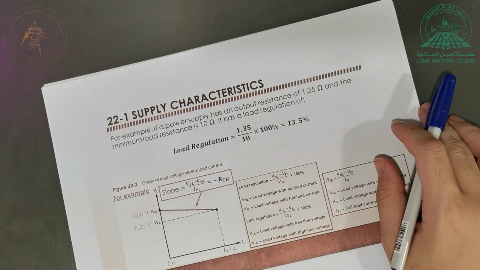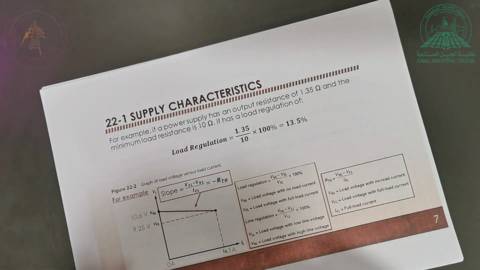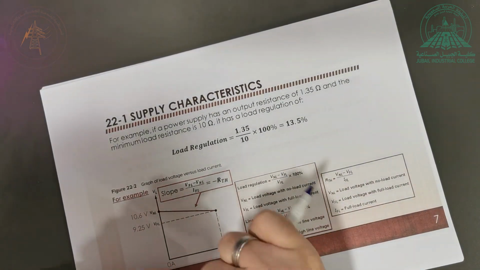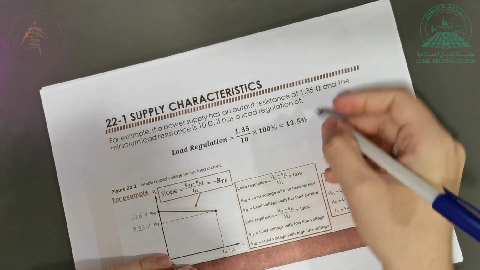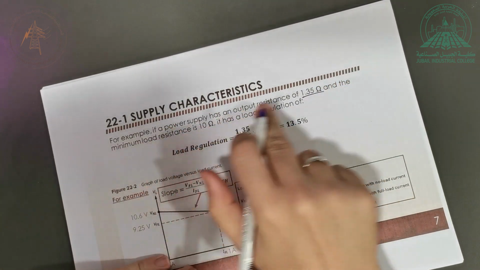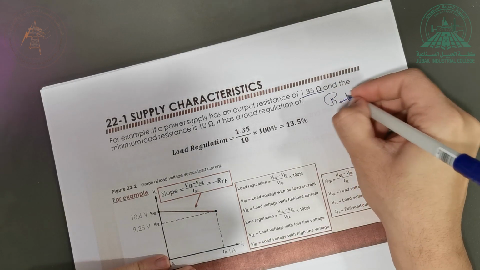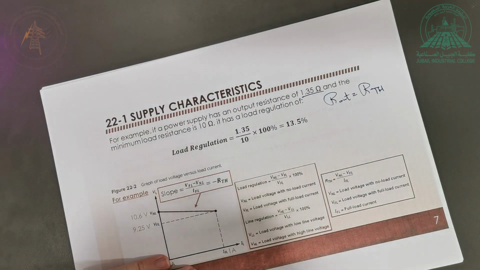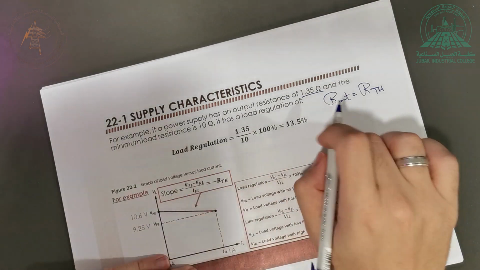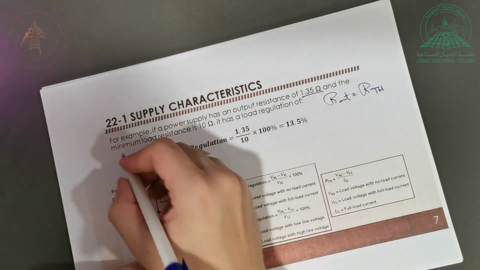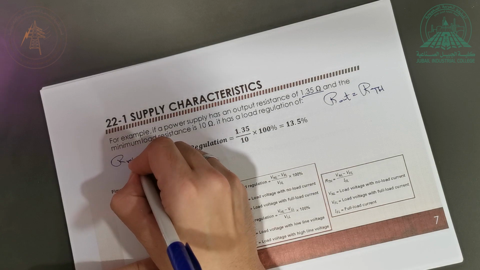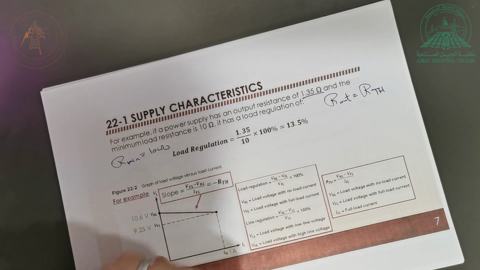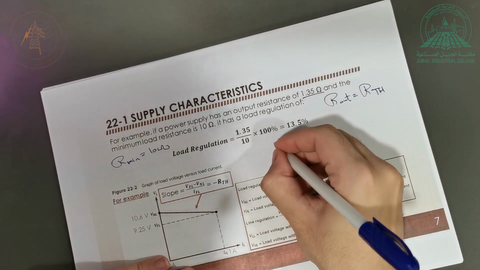Now let's see this example. A power supply has an output resistance of 1.35. So what is this? This is R out, or R Thevenin, right? This is equal to 1.35. And the minimum load resistance of the device, R minimum, is equal to 10 ohm. Then what is the load regulation?